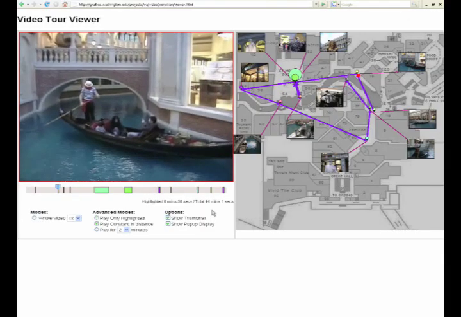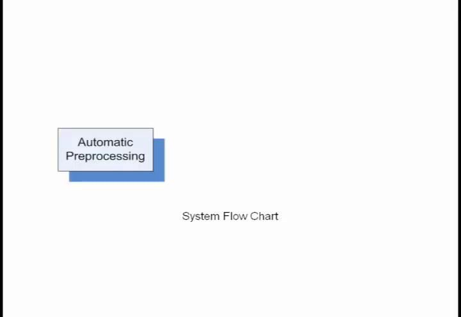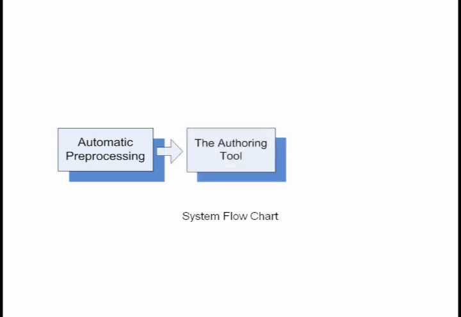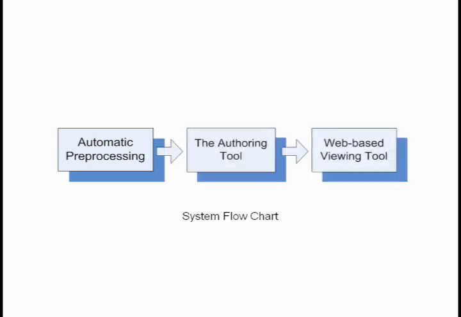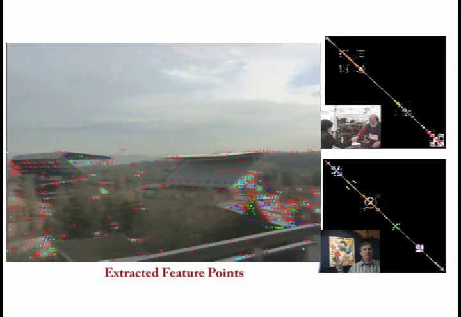Now let's move to the authoring tool to see how such a presentation can be easily created. The complete system has 3 major components: pre-processing, the authoring tool, and the viewing tool. Pre-processing is a fully automatic process. We extract image features from video frames and match features across frames. This enables us to extract salient, coherent shots from the input video and generate a representative keyframe for each shot.